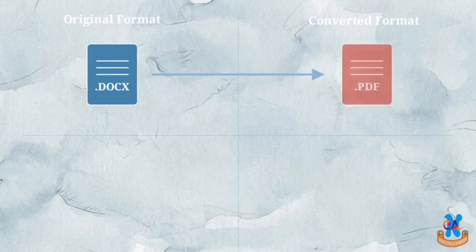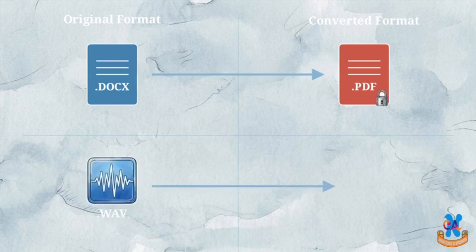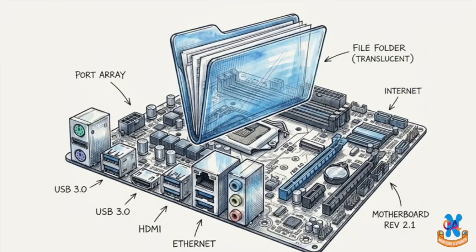We convert DOCX to PDF to lock formatting for secure sharing. We convert uncompressed audio like WAV into MP3 because lossy compression significantly reduces the file size, allowing 60 minutes of music to fit within a 50-megabyte footprint. File extensions give data its form and purpose. But to interact with the world, this software must find a physical exit out of the machine.